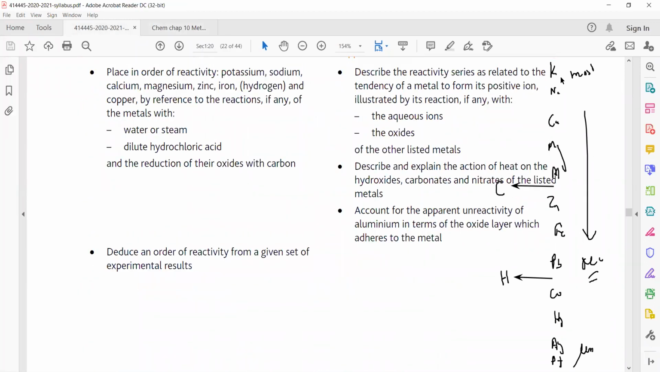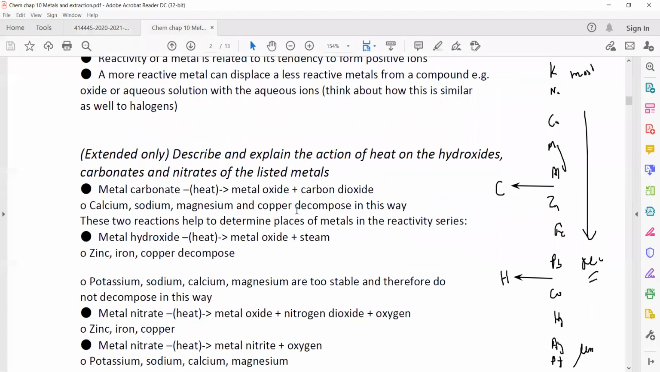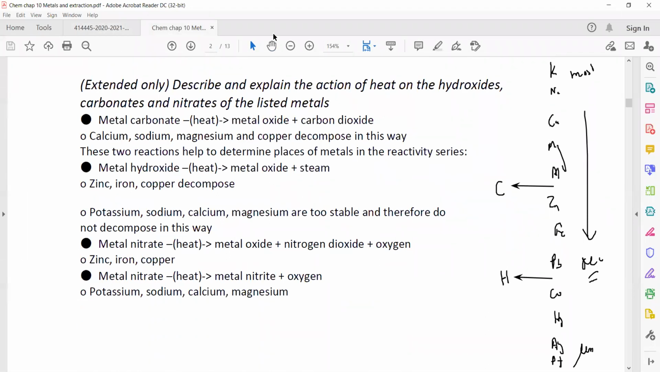Then describe a reactivity series as we discussed the aqueous ion and metal oxide. Describe and explain action of heat on metal hydroxide, metal carbonate, and metal nitrate. So you have to learn this table. For potassium and sodium, again this is from the reactivity series, their hydroxides are stable to heat. But from calcium to copper, when you supply heat energy, they will decompose. Calcium, magnesium, copper, they all decompose in this way.